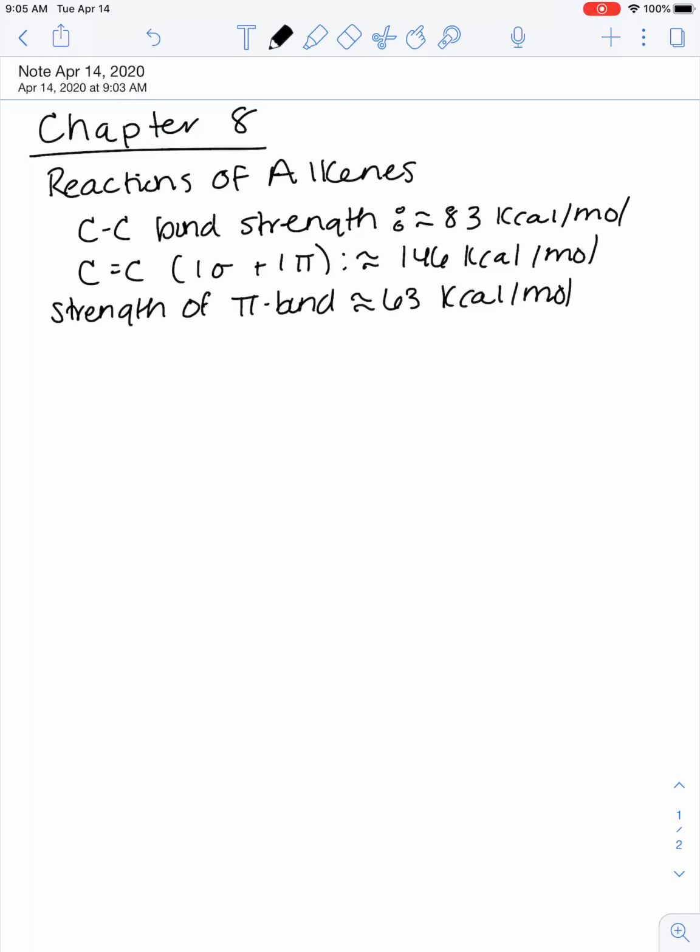Hi everyone, today we're going to get started on chapter 8. So in chapter 8, we are going to look at the reaction of alkenes.